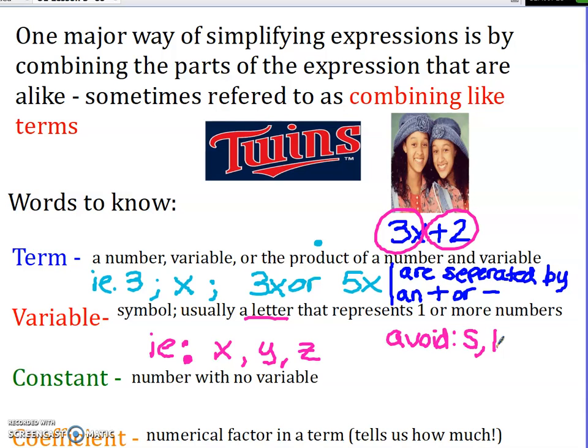Next term here is a constant. A constant is a number with no variable. So constants are just things like 1, 2, 10, 30, and so on. Just numbers, no variables. That's what we would refer to as a constant.